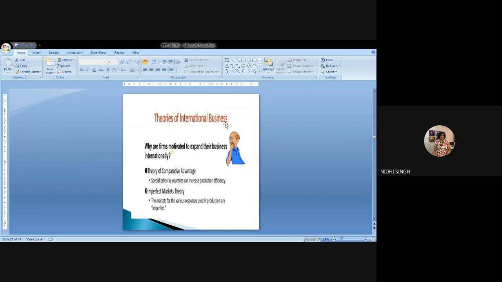Okay, now what are the different theories of international business? In business environment, you must have studied the theories. Now, theory of mercantilism, that is the oldest theory. What does it say? Anyone? Didn't remember?